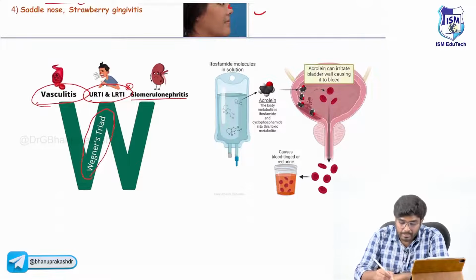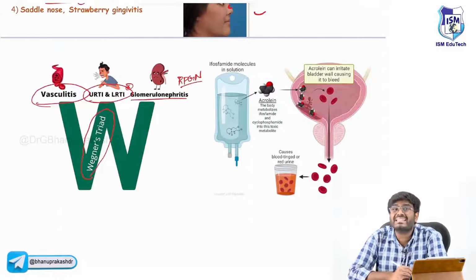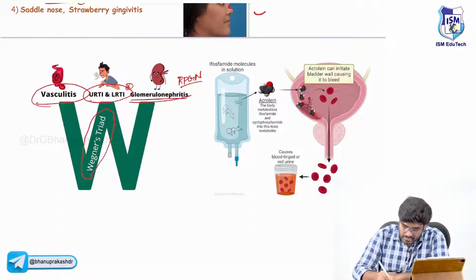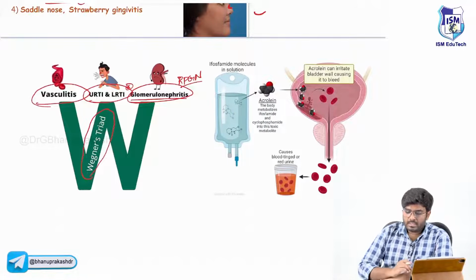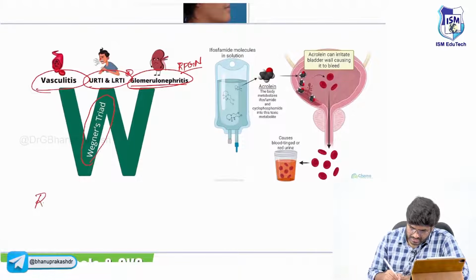I have discussed rapidly progressive glomerulonephritis, also called crescentic glomerulonephritis, leading to hematuria. So these are the three things present in the triad. Wegener's triad includes small vessel vasculitis, upper and lower respiratory tract involvement, and glomerulonephritis. Kidney involvement, lung involvement and vessel involvement. That is Wegener's triad.